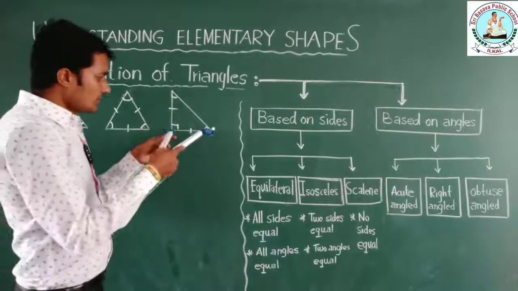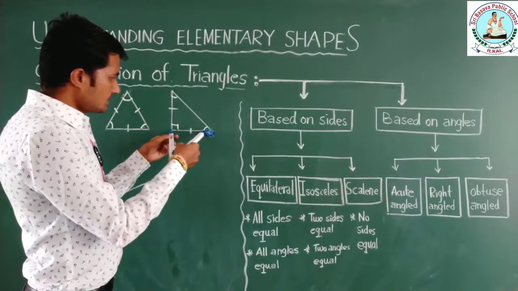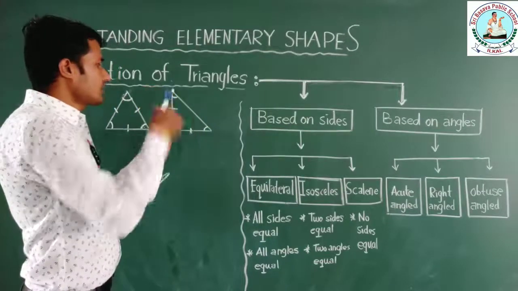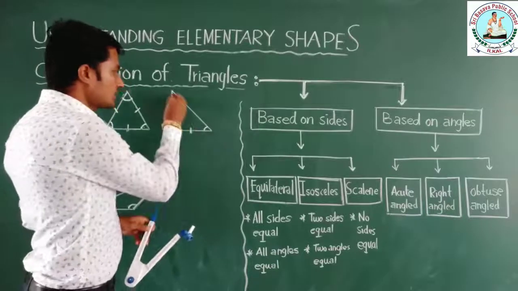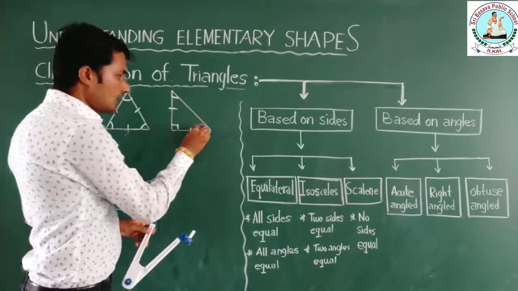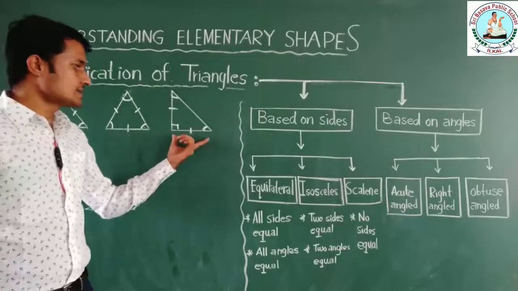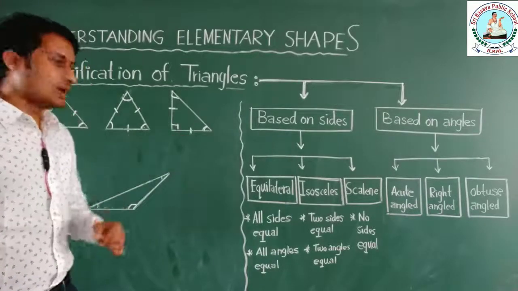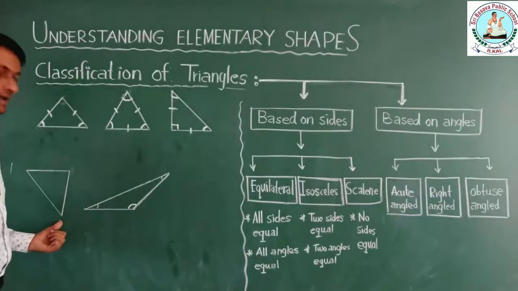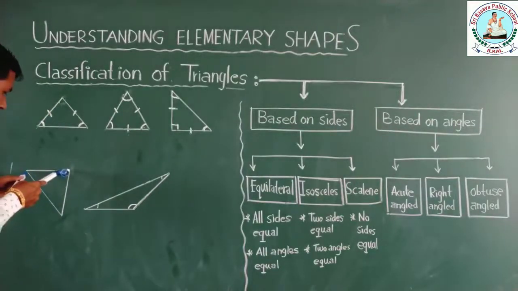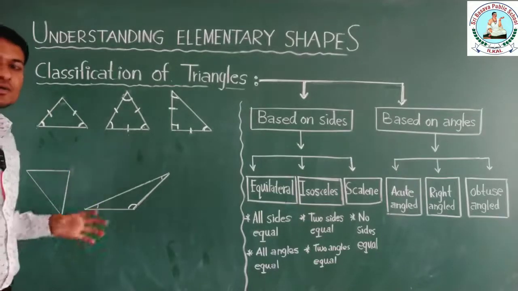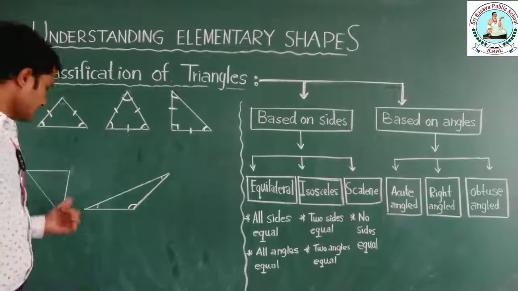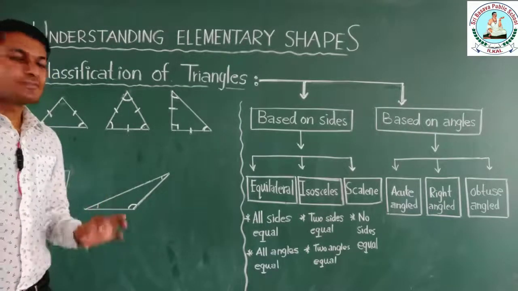When you look at the third triangle, you can see that this side is equal to this side, which means this side and this side are equal and the corresponding angles are also equal. So in this triangle also two sides and two angles are equal. Then when you go to the next triangle, you can see that this side is not equal to this side and the same side is not equal to this side. That is why in this triangle no sides are equal and no angles are equal either.